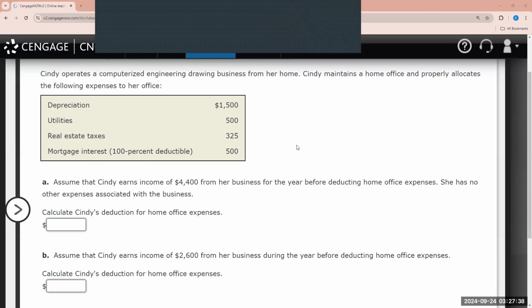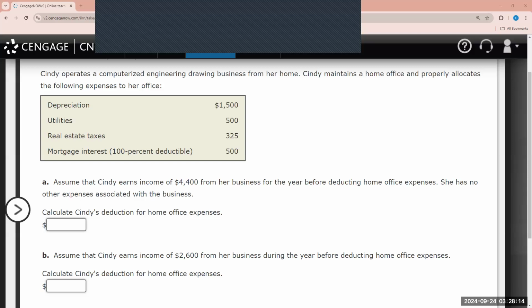So this brings us to our next question, looking at home office expenses. It's asking us to determine the deduction for home office expenses depending on the net income, because obviously there's a limitation. So it states, Cindy operates a computerized engineering drawing business from her home. Cindy maintains a home office and properly allocates the following expenses to her office: depreciation, utilities, real estate taxes, and mortgage interest, 100% deductible.